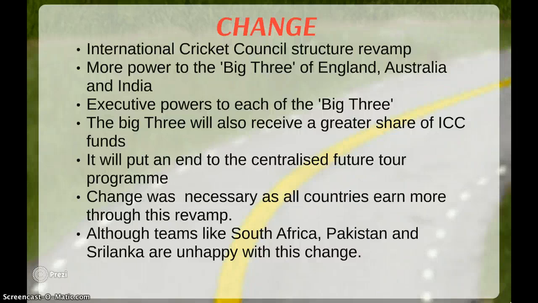Before the change in the ICC structure, there was resistance from members of the ICC such as Pakistan, Sri Lanka, and South Africa that did not want this change to happen because they perceived that this change may result in them having less power. Alternatively, countries like India, England, and Australia wanted the change as it would bring them more power in the form of executive decisions and a greater share in ICC funds. Smaller countries such as West Indies and New Zealand were happy too with this change because they too will earn more money through this revamp.